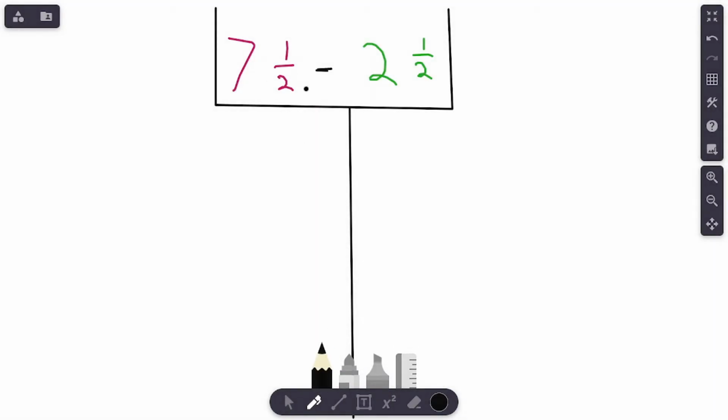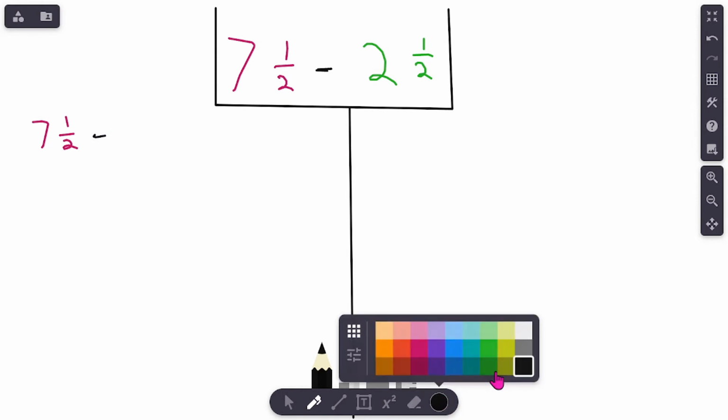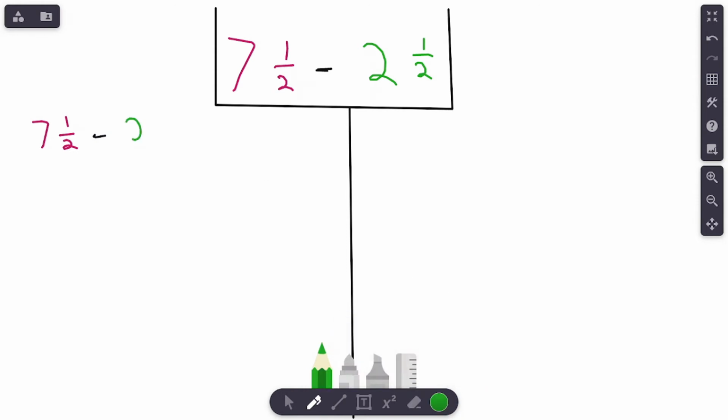Second problem here on the screen, we've got 7 1/2 minus 2 1/2. I don't have a ton of room here on this one, so I'll have to write it kind of small, so apologize for that. But let's do this one. So we've got 2 1/2. I've got it written down here. So here we go. Let's take a look.